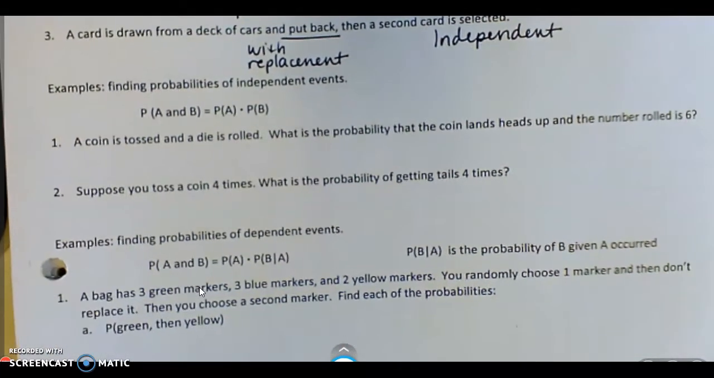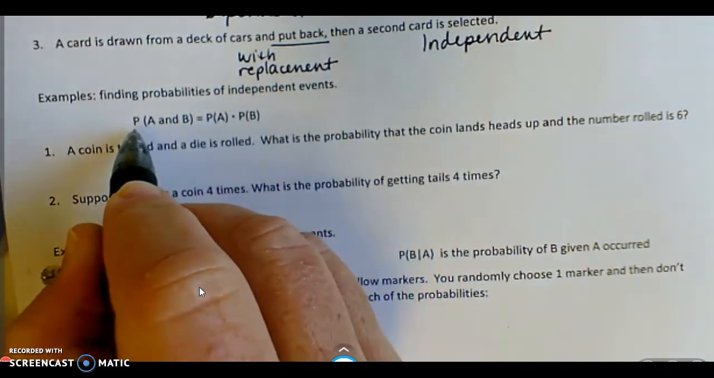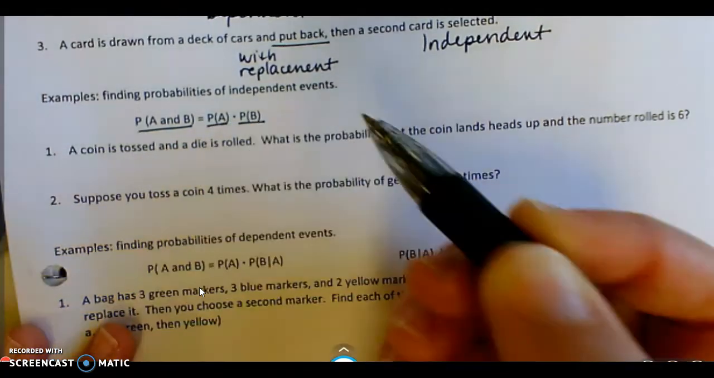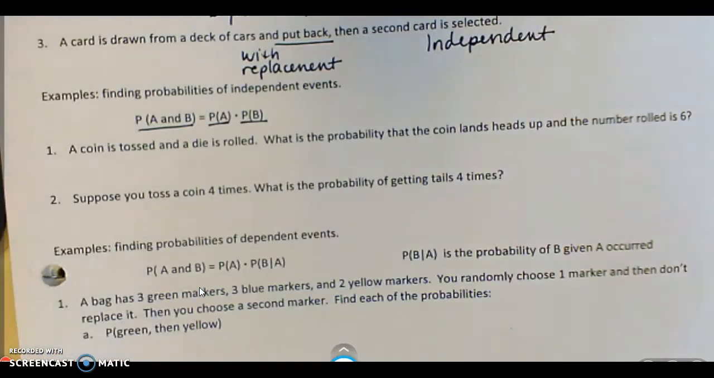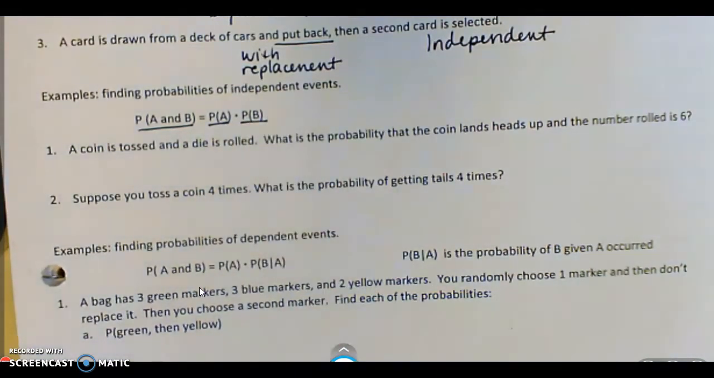So if it's independent events, then the probability of getting A and B, you multiply probability of A times probability of B. Now, dependent events are the same. You still multiply, but it's not exactly probability of that. It's probability given that something else has occurred. So let's look at the independent ones first.